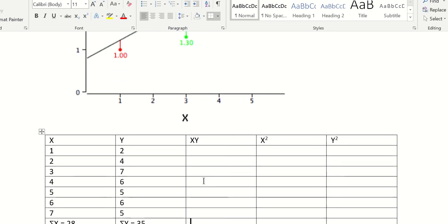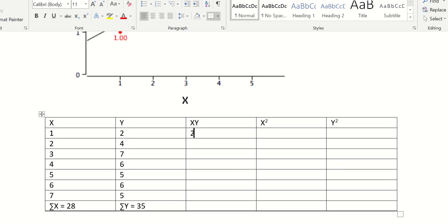So let's first calculate x into y. 2 ones are 2, 2 fours are 8, 3 sevens are 21, sorry, not 27, then 24, 25, 36, 35. Now we'll calculate the summation of xy. So the summation of xy is 151.